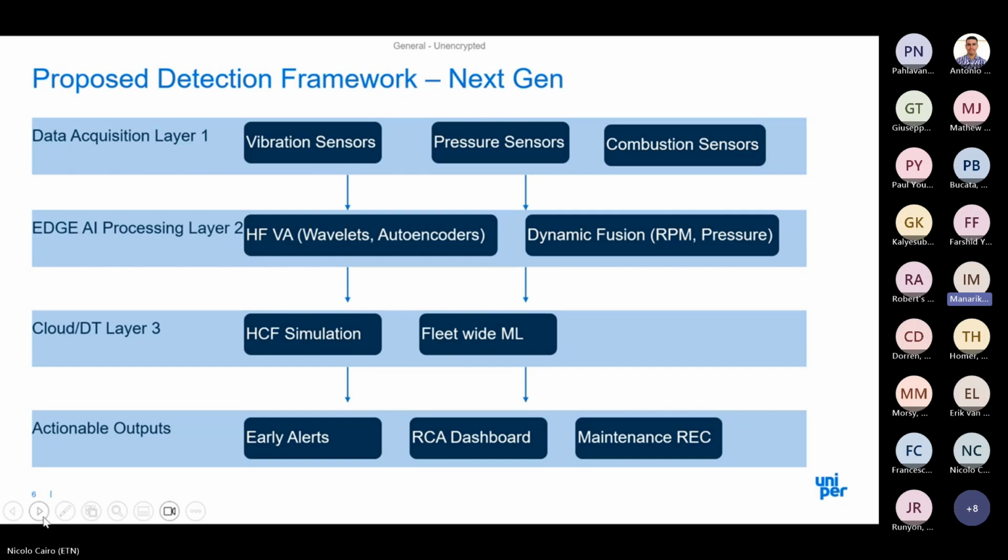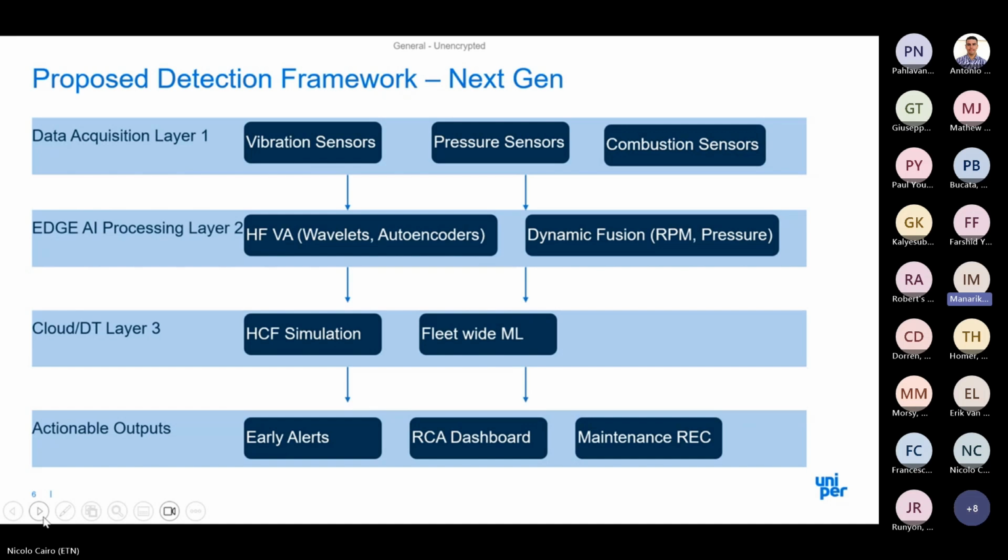Then we can move on to the intelligent processing at the edge. This layer handles the real-time data before it's sent to the cloud. On the vibration side, we apply high-frequency vibration analytics like wavelet transform. The wavelets are very good at showing these spurious spikes, the energy disturbances, etc. For the pressure combustion side, we apply dynamic data fusion. Obviously, we need this because these are the operational parameters to track the RPM and pressure.